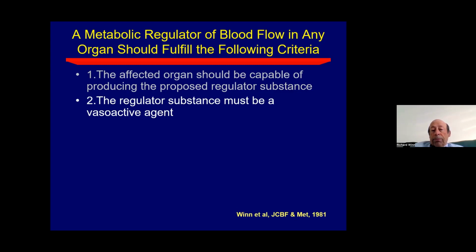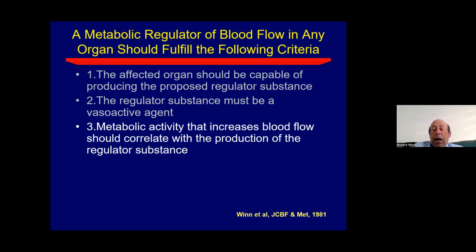Two, the regulator substance must be a vasoactive agent. Again, obvious. Three, metabolic activity that increases blood flow should correlate with the production of the regulator substance. So if some challenge occurs, flow goes up in an organ, in this case, the brain, and you're proposing a metabolic regulator that goes up, but it goes up 2 minutes after flow goes up, well, then temporally, it's not a good fit. And probably rules out that substance as a regulator.